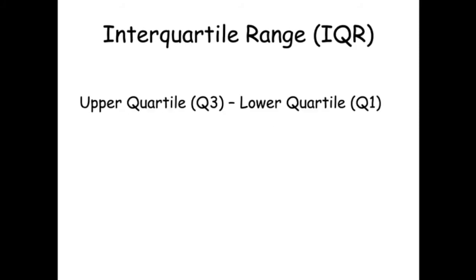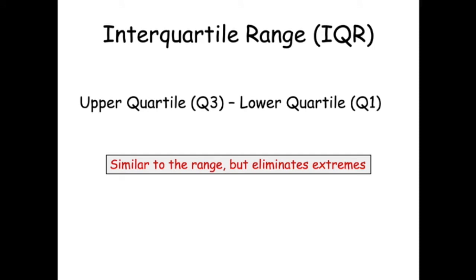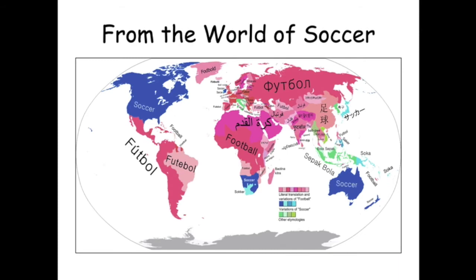We find the interquartile range by taking the difference between the upper and lower quartiles. It is similar to the range, but eliminates extreme values. Let's look at an example of the interquartile range.